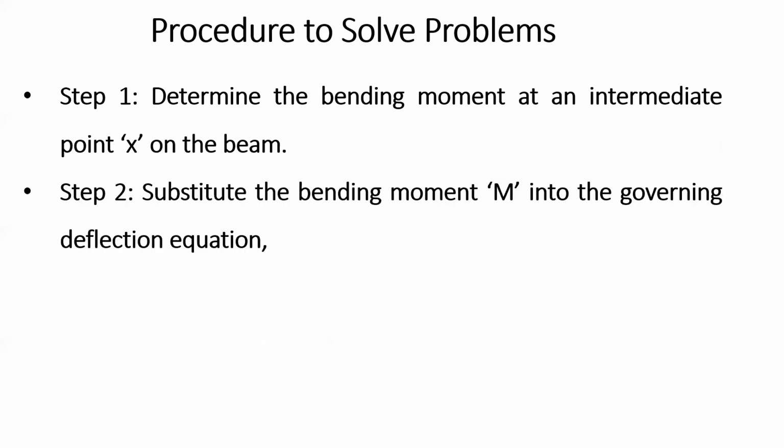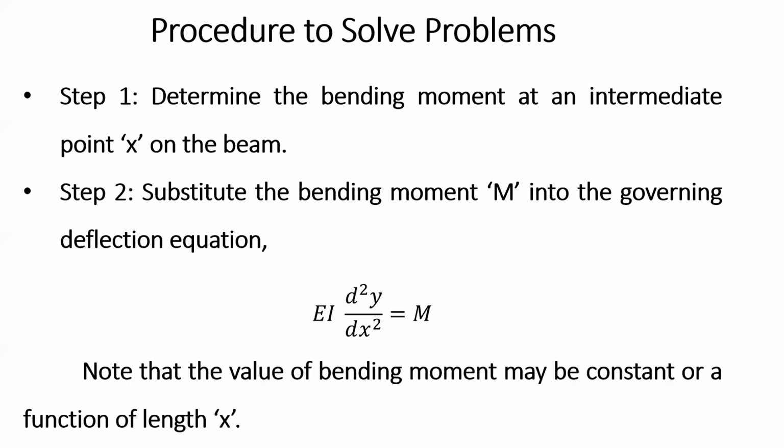Step number 2. After finding the bending moment at any point on the beam, I'm going to substitute that particular bending moment value into the governing differential equation, and our governing differential equation is nothing but M is equal to EI into d square y by dx square. And you have to be very careful that the value of the bending moment M can either be a constant value or it can be a function of length, that is x.